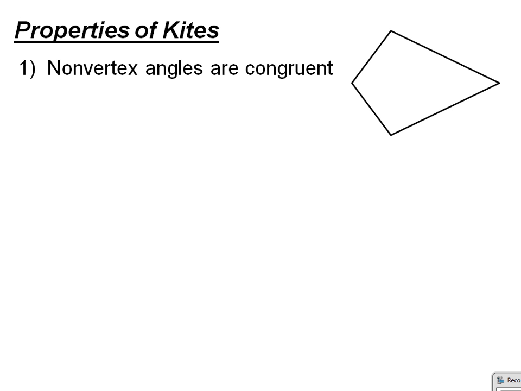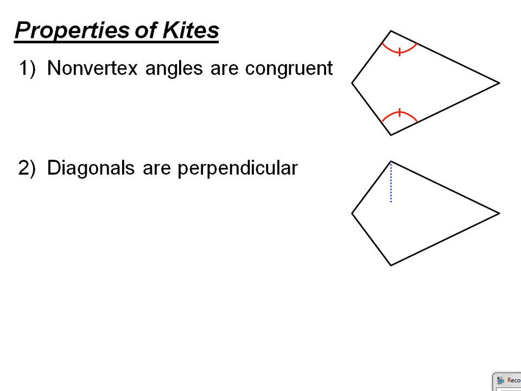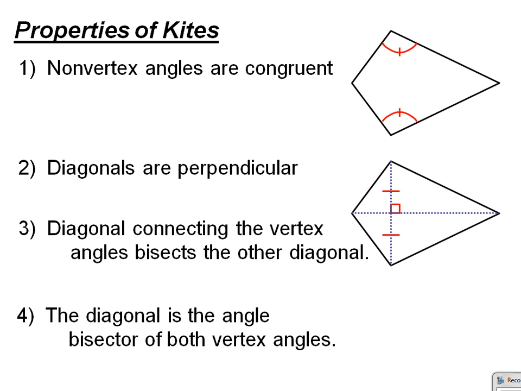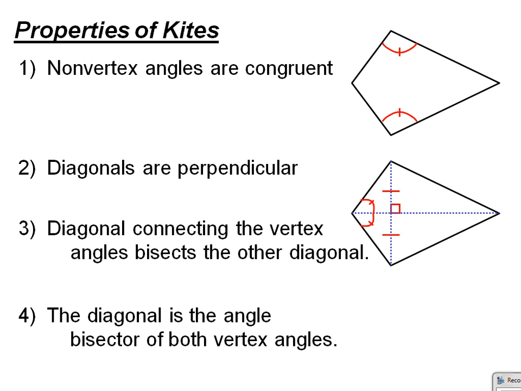Now, kites have particular properties that need to be analyzed. First, in a kite, the non-vertex angles are congruent. Second, the diagonals of a kite are perpendicular to each other. And third, the diagonal that connects the vertex angles bisects the other diagonal. And finally, that diagonal is the angle bisector of both vertex angles.